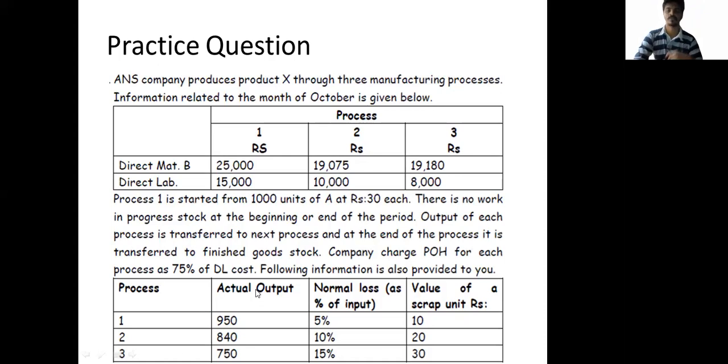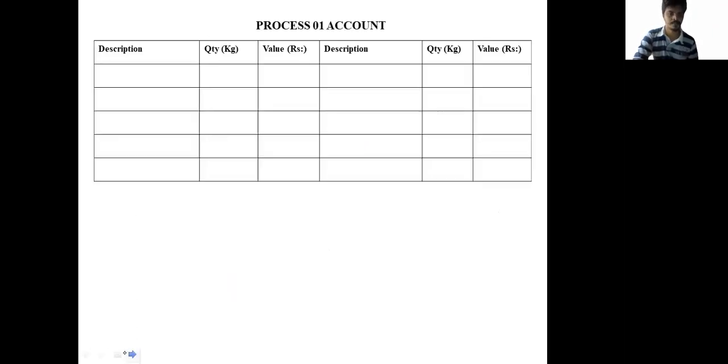Okay. Now what we need to do is prepare the process 1 account, process 2 account, and process 3 account together with the related accounts, and we should identify the cost of each. Let's prepare process 1 first. What do we need to identify? Here, the main material is material A. The process starts with direct material.